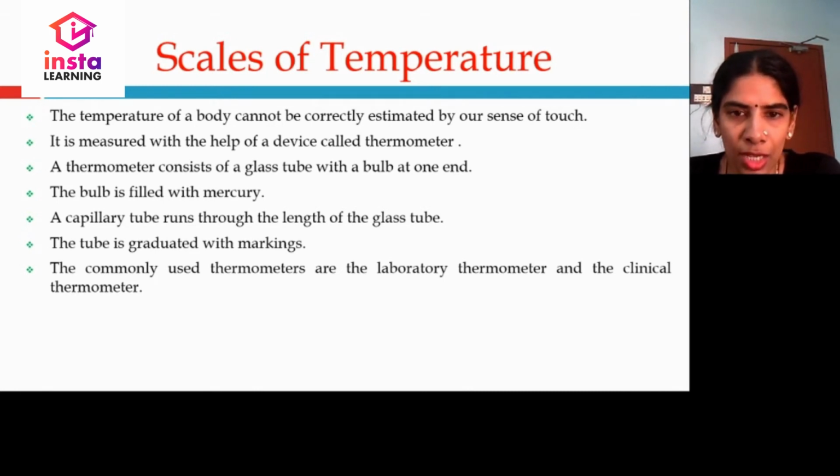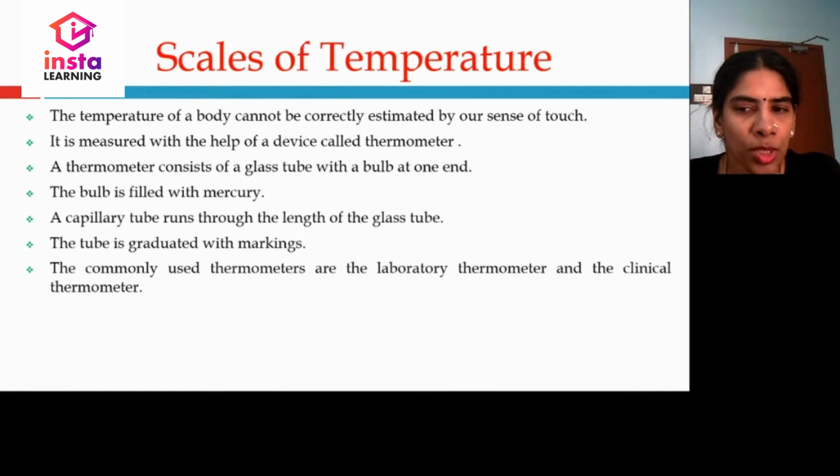In the thermometer, you can see a glass tube. There is a bulb at one end that is dark black in color. That is mercury. A small capillary tube runs through the length inside the glass tube. It will be very thin. In one particular direction only we can see the flow.